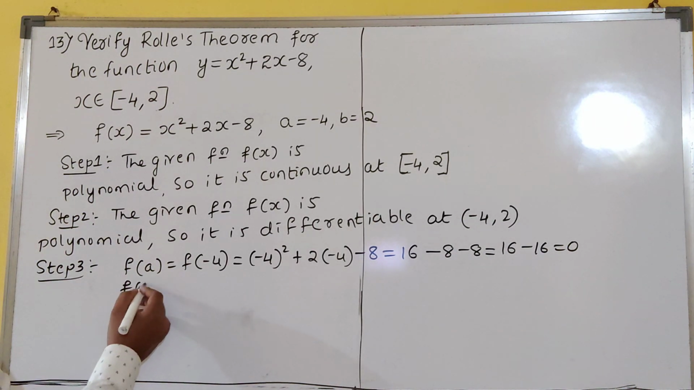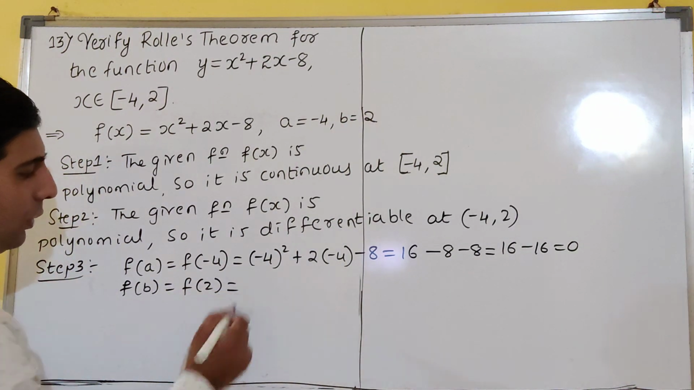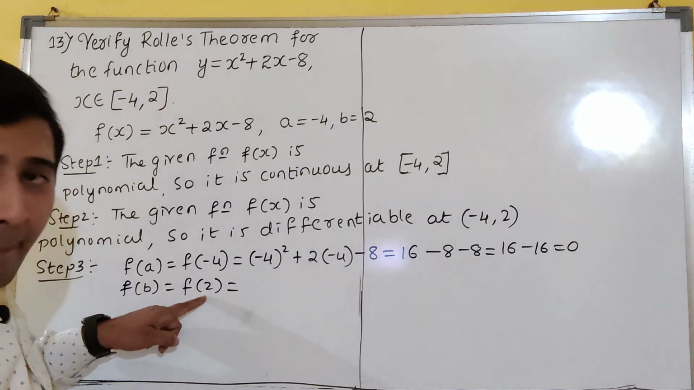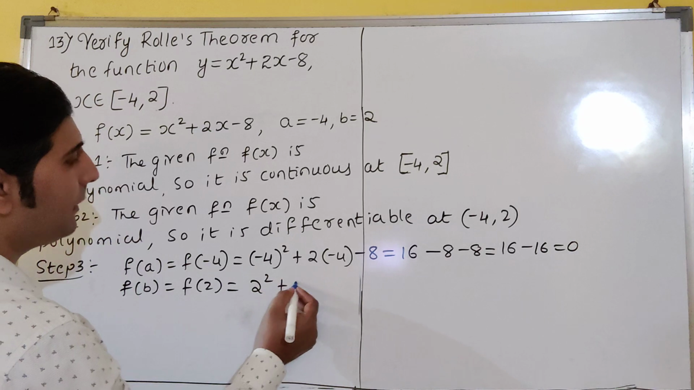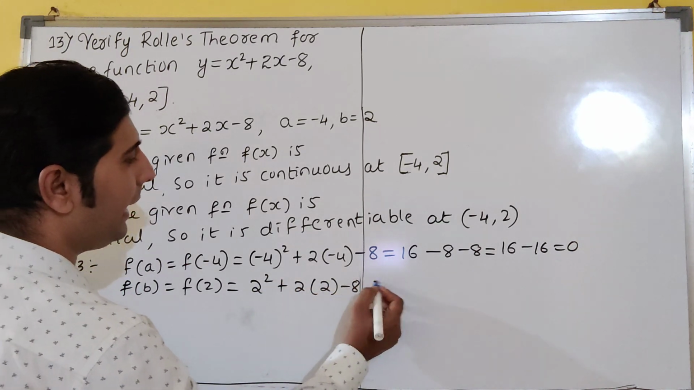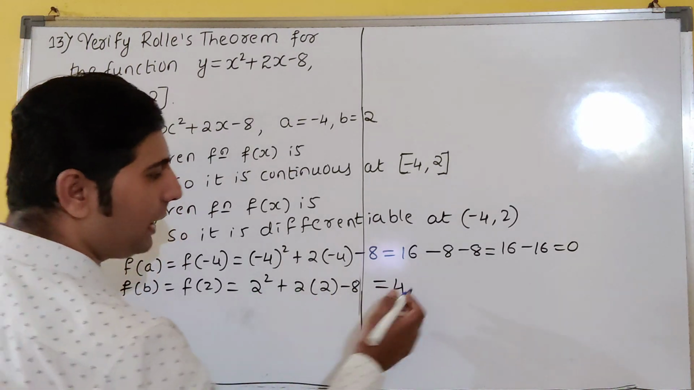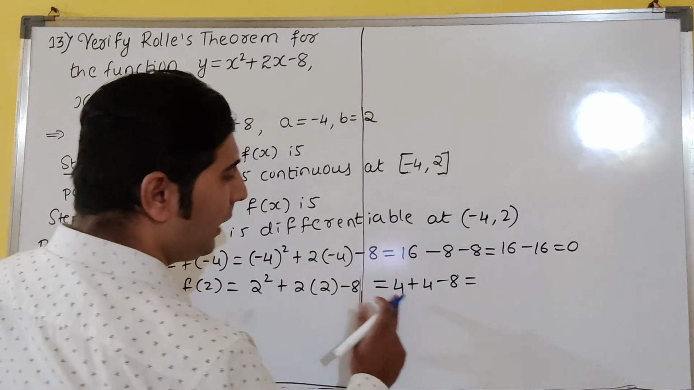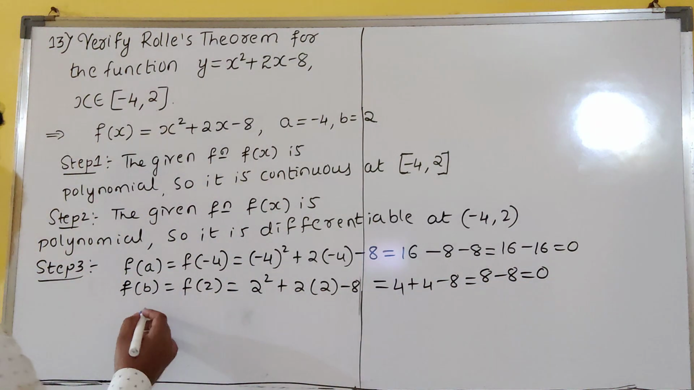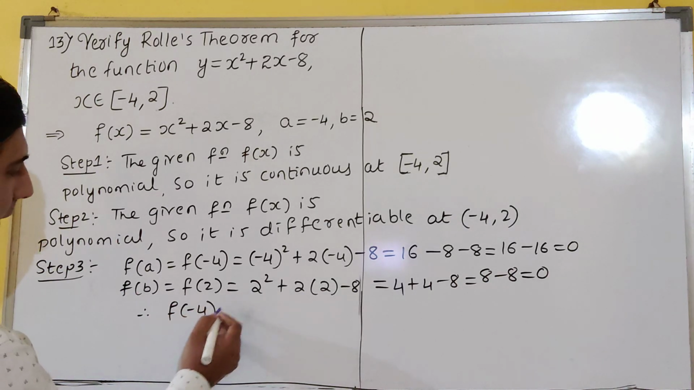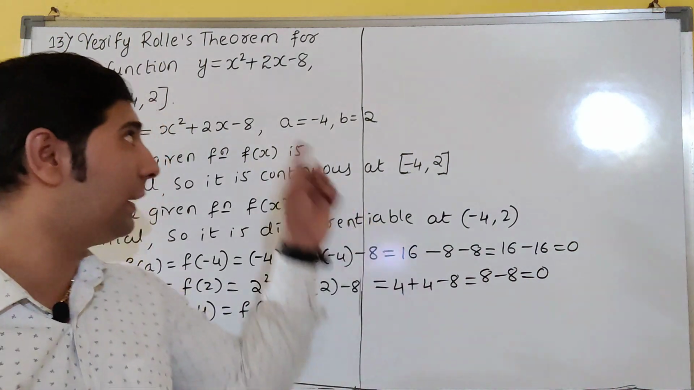So now see f of b. F of b will give how much? B value is how much? 2. We can substitute 2. This is also looking like f of x. In place of x what is it? 2. So 2 square plus 2 into 2 minus 8. 2 square is 4, 2 2s are 4, minus 8. 4 plus 4 is 8, 8 minus 8 is 0, dear students. That means you can say therefore f of minus 4 is equal to f of 2. Hence we can say Rolle's theorem is applicable for this function.